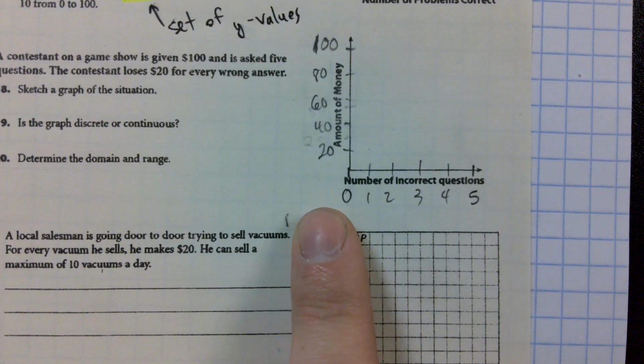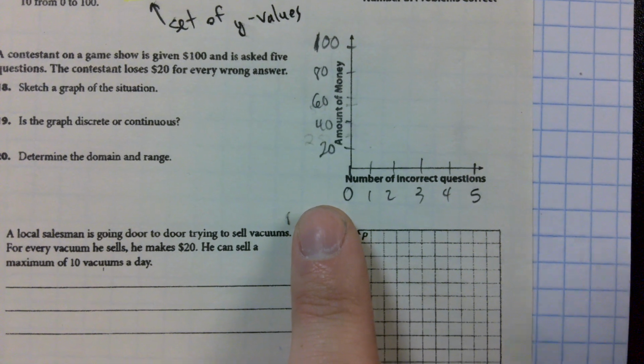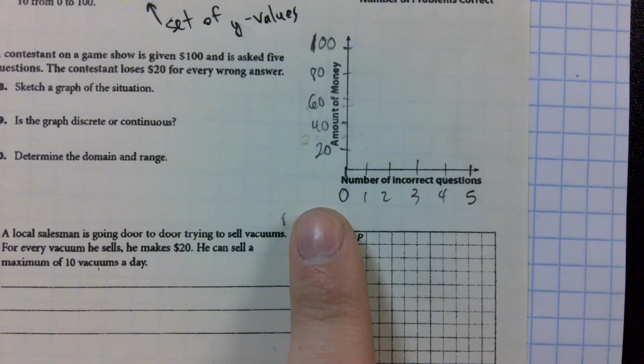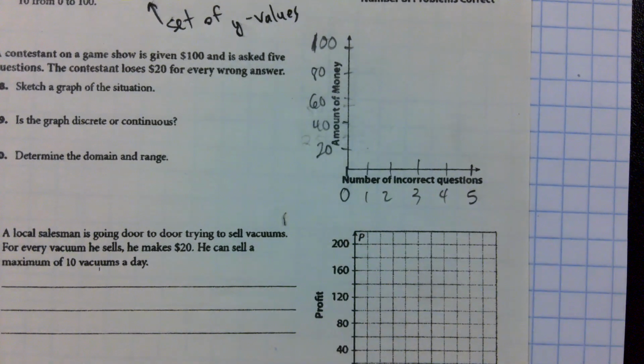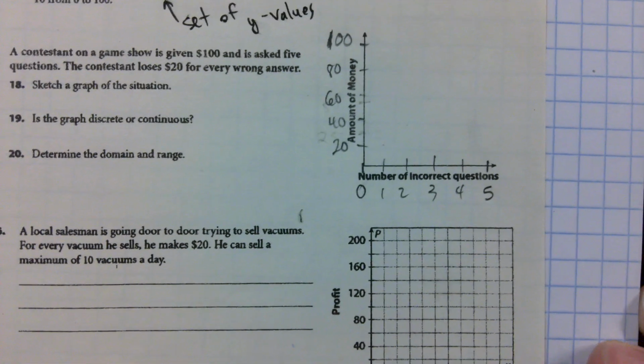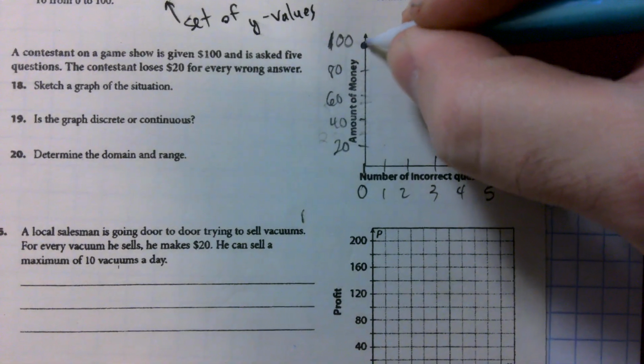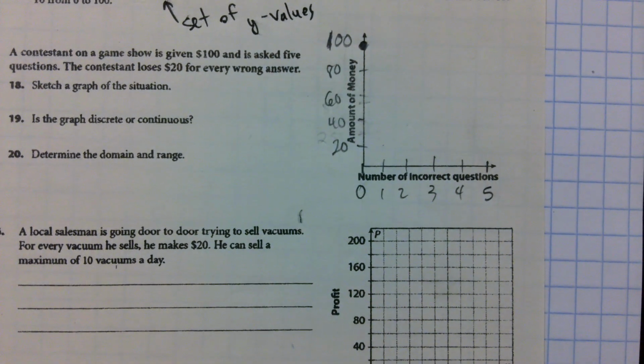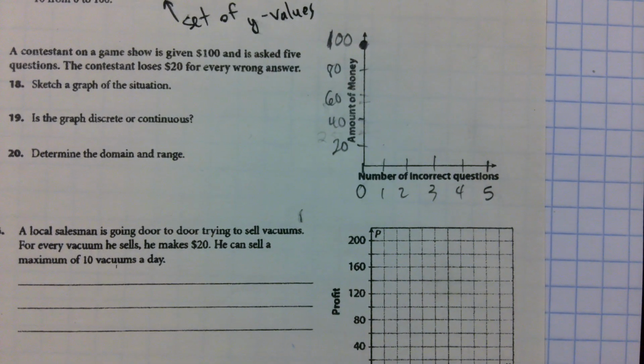What does X represent again? The number of incorrect questions. And what does Y represent? The amount of money. How much money do they have at the very start? $100. So my first data point, my Y-intercept, is at 100.